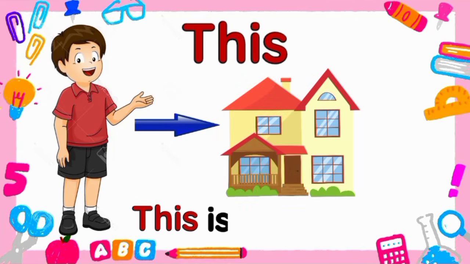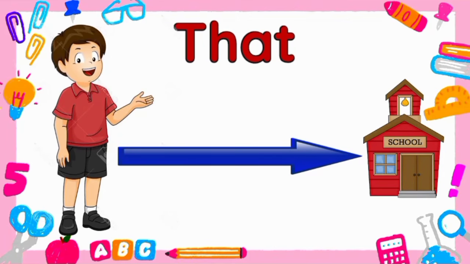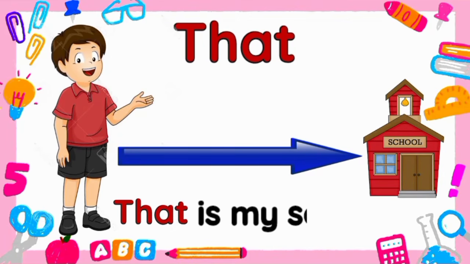This is my house. Here we used this because in this picture, the boy is talking about his house which is near to him. This is my house. That is my school. Here we used the word that because in this picture, the boy is talking about his school which is far from him. That is my school.